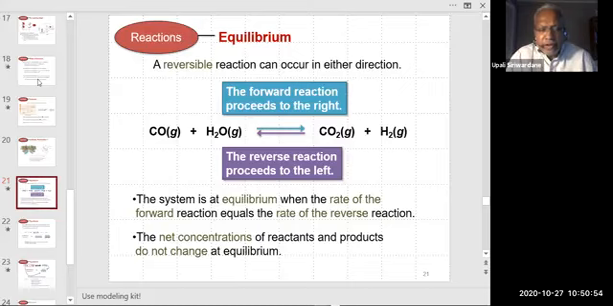The net concentration of reactants and products does not change at equilibrium. Once the rates of forward and backward reactions are equal, reactant and product concentrations remain the same at equilibrium. That concentration is called the equilibrium concentration.